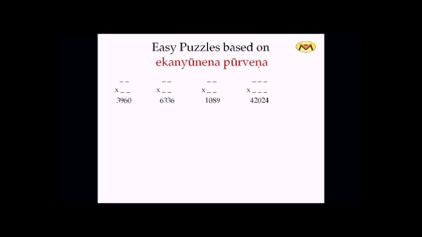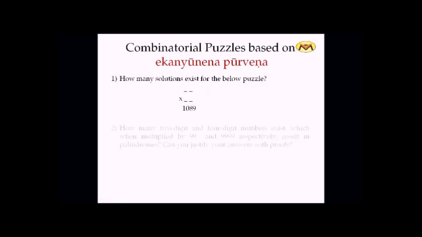So these kinds of puzzles I think would be very good for students who are really passionate about mathematics, but we can lower the level of puzzles and keep it very basic for the students who are just getting into Vedic Math. For example, 6336 looks like a palindrome, and then we can see that it's coming under Ekanyunena Purvena also. So we can ask how many two-digit numbers when multiplied by 99 give us a palindrome. Again, that's a combinatorial problem.